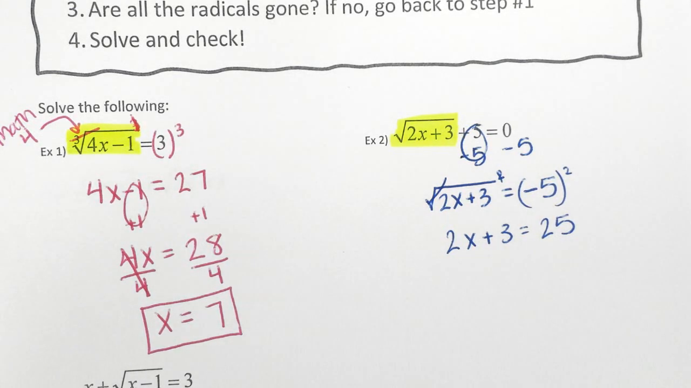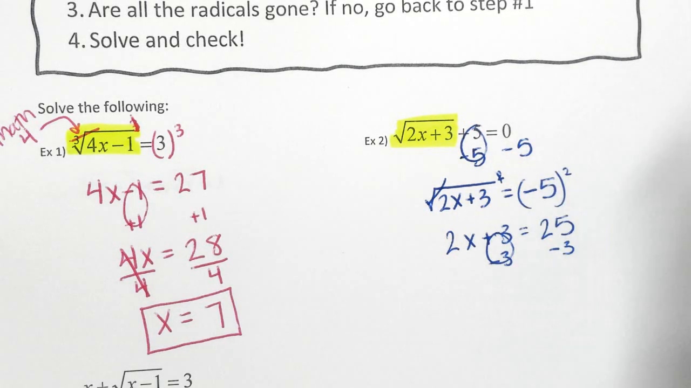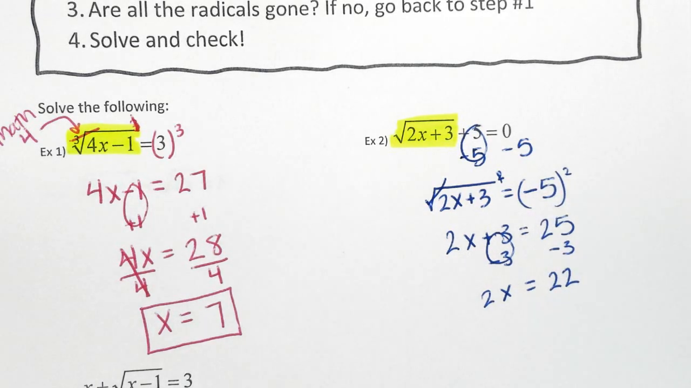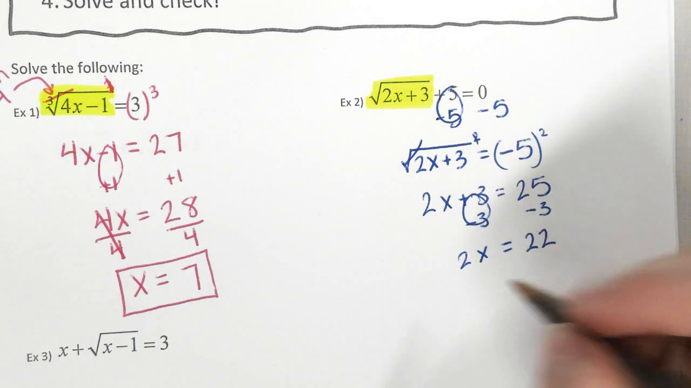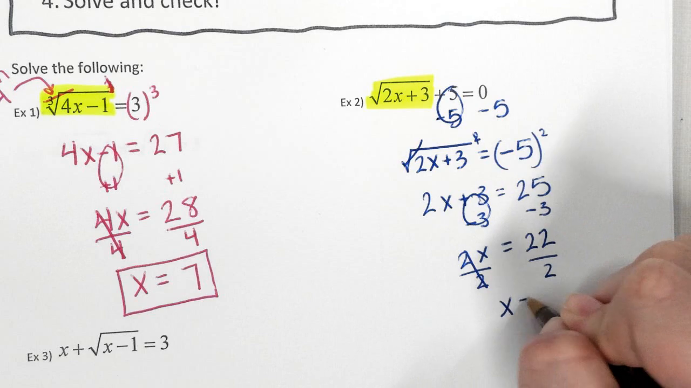Yes. Yeah, you have to use parentheses. Okay, so now what do I do? And I get 2x equals 22. Now what? Divide by 2. And I get x equals 11.